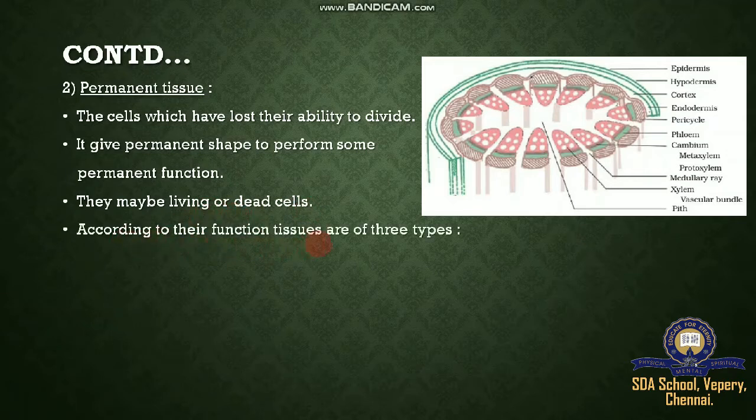According to their functions, tissues are of three types: protective tissue, supporting tissue, and conducting tissue. So permanent tissue is the cell which has lost its ability to divide, with permanent function, and may be living or dead. Then the tissues are three types: protective tissue, supporting tissue, and conducting tissue.